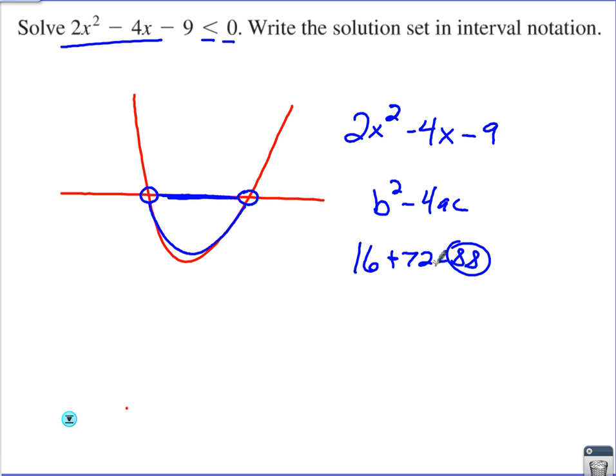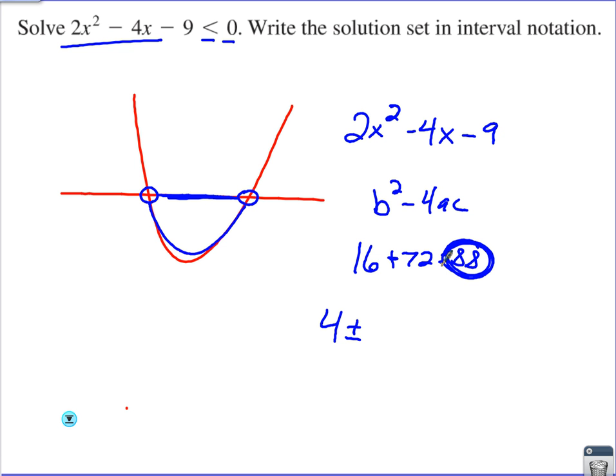So we're good, we're positive. And that is not a perfect square, so it would not have factored anyway. Then we plug everything in. X equals negative b plus and minus the square root of this discriminant. Square root of 88. Somebody simplify that for me.